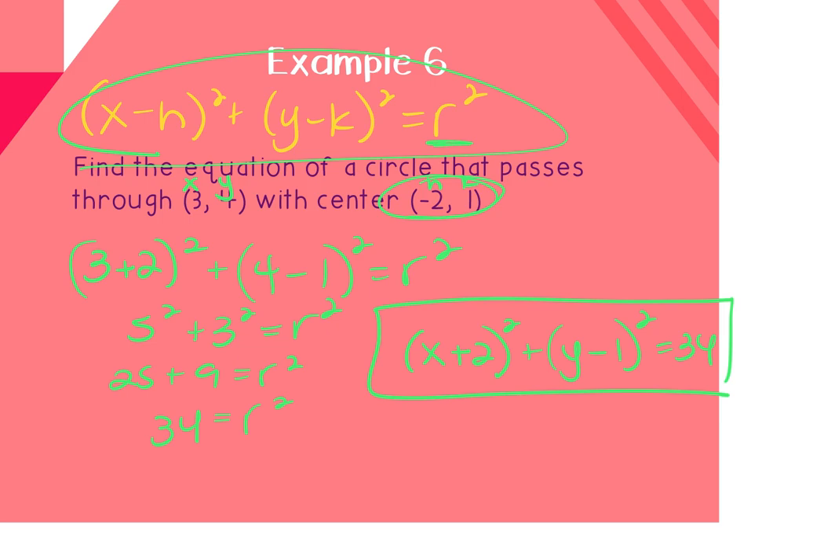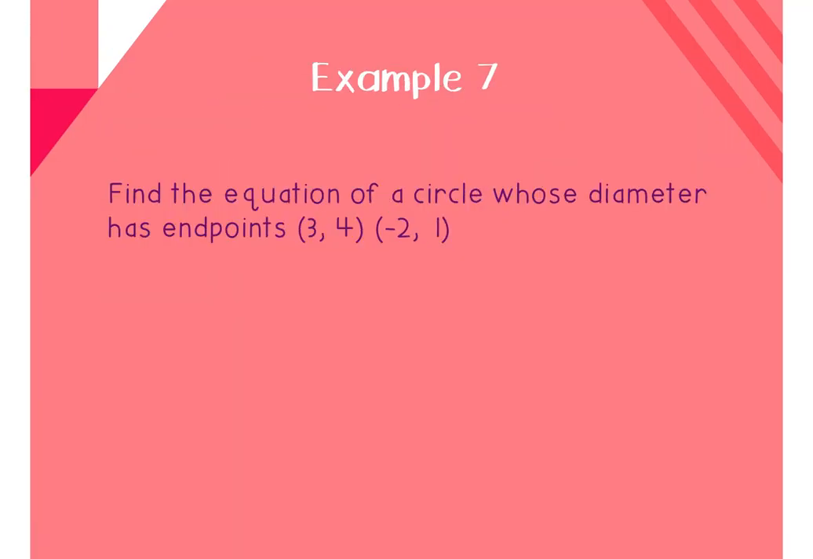Correct. It means the circle that you draw would pass right through it. Still good? Okay, last one.